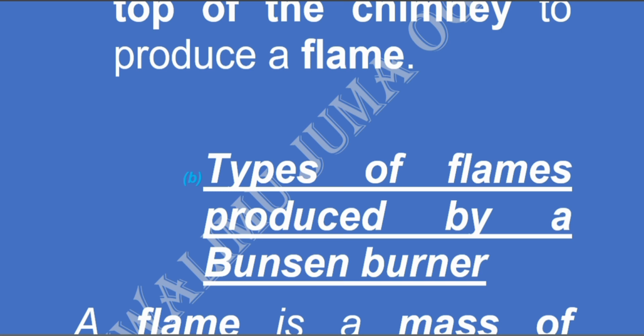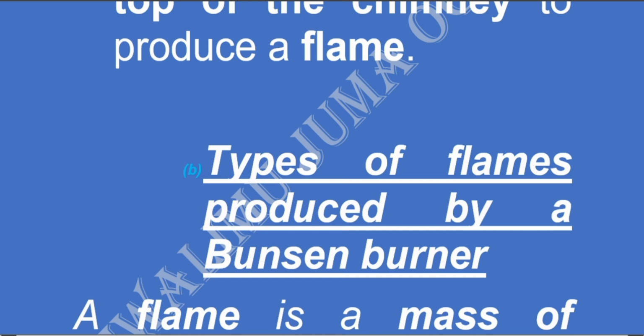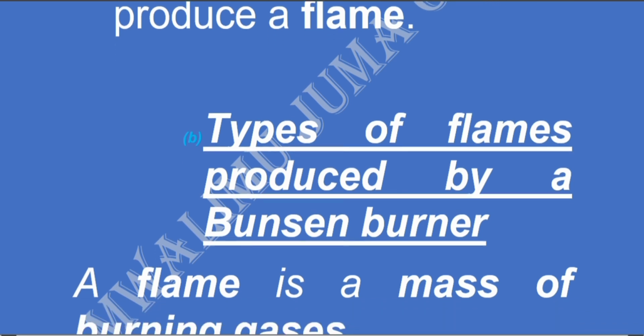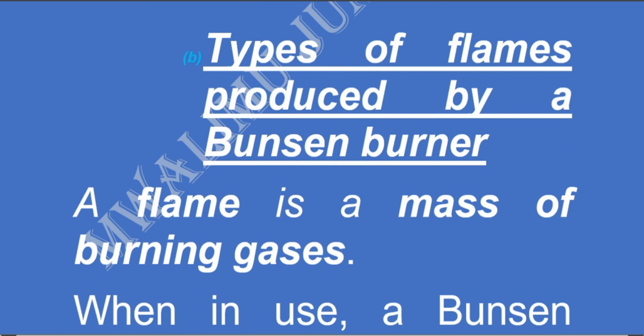Before we look at the types of flame, we have to understand what a flame is. A flame is a mass of burning gases in air. Remember, I have said that air is getting through the air hole at the base of the chimney, then mixed with the gas through the rubber tube that is coming into the Bunsen burner through the gas inlet, then being directed to the chimney by the jet to be ignited to produce a flame on the chimney.